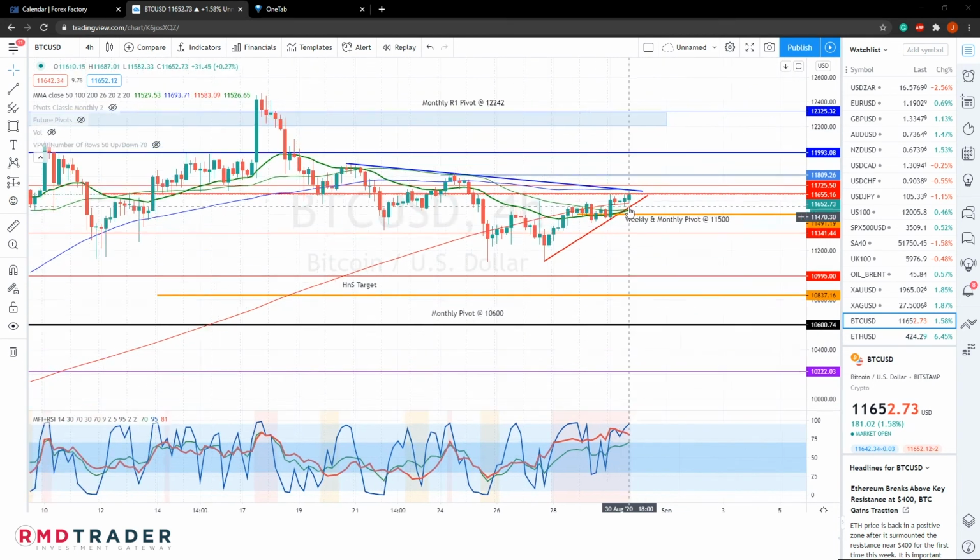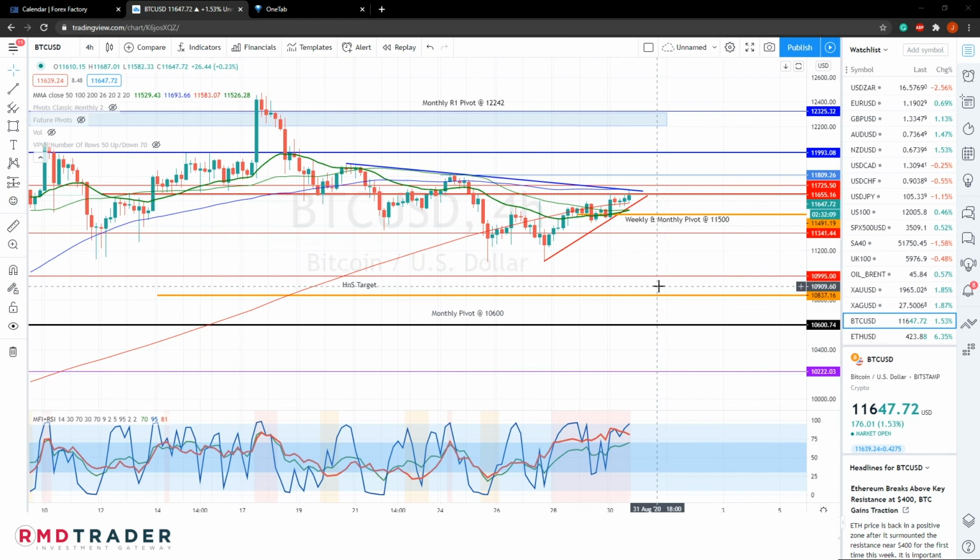And just looking at areas of support, should we break below our weekly and monthly pivot at 11,500, that would be our line in the sand for a bearish scenario. So should we close below this level, it's possible that we could see price move lower towards 11,180. So that would be this area over here. That would be our weekly S1 pivot, and if that were to break, we might see 10,600.